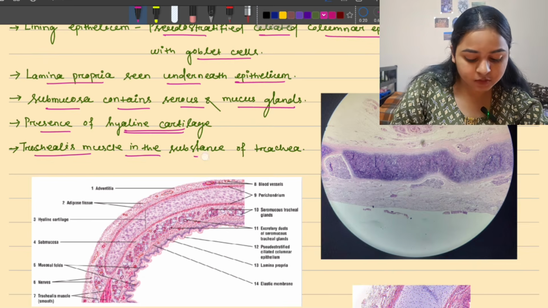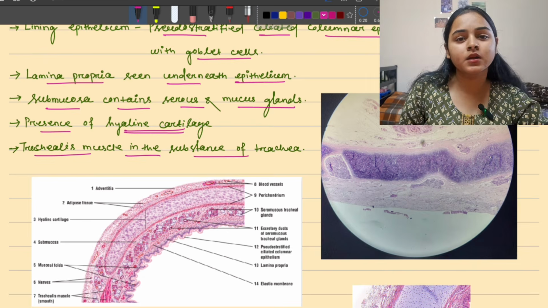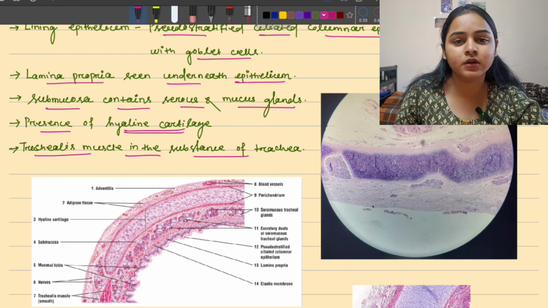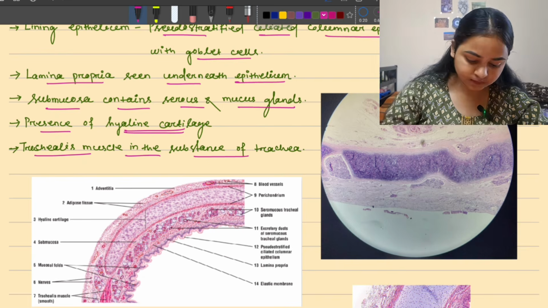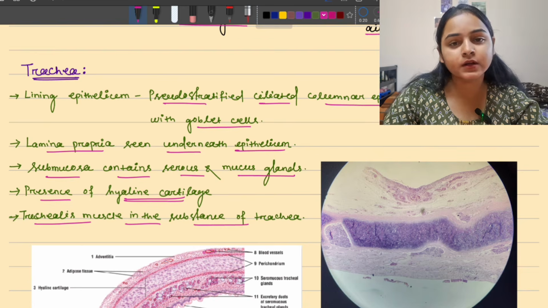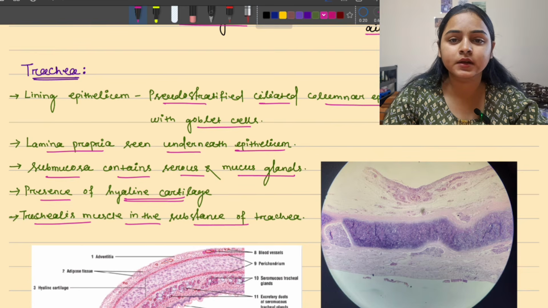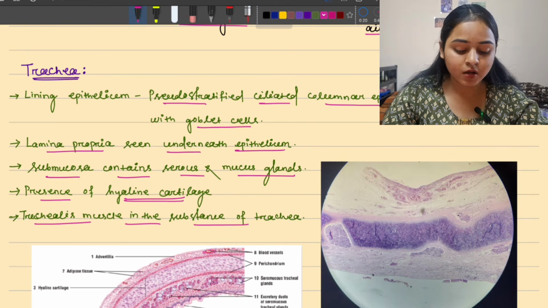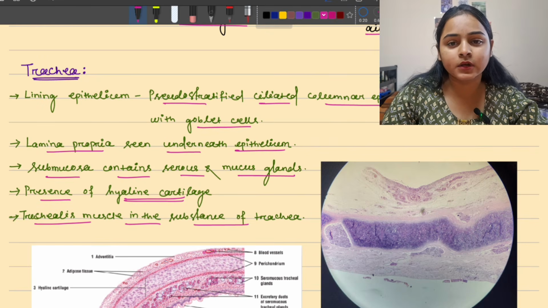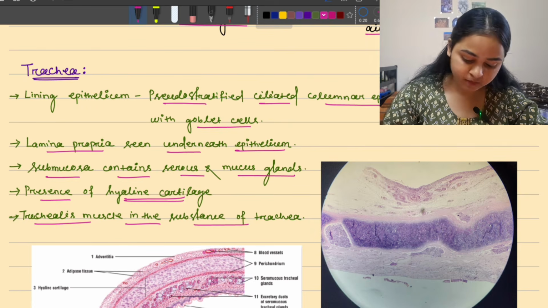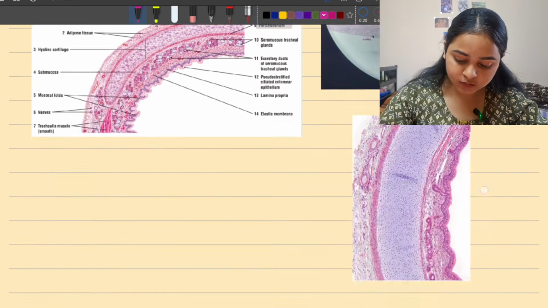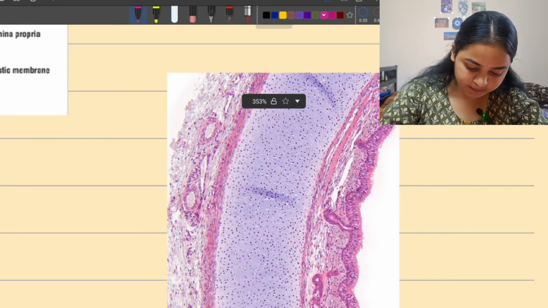Trachealis muscle can also be found in the substance of trachea, but this is not an important feature because you cannot identify it always. So what are the most important characteristic features of trachea? That is the presence of pseudostratified ciliated columnar epithelium and the presence of hyaline cartilage. Also, the pseudostratified ciliated columnar epithelium is also known as respiratory epithelium because it is mostly found in the respiratory system. Okay, now let's come to the slides.